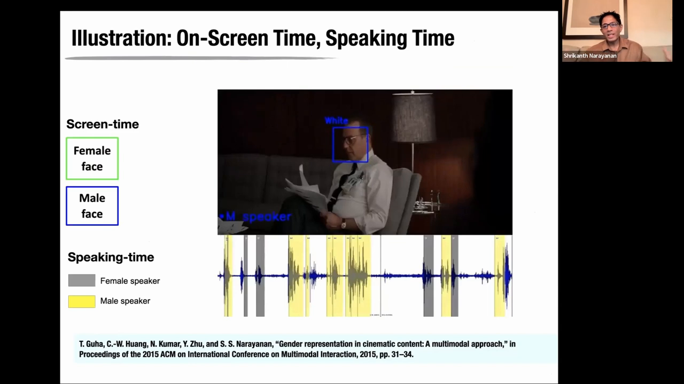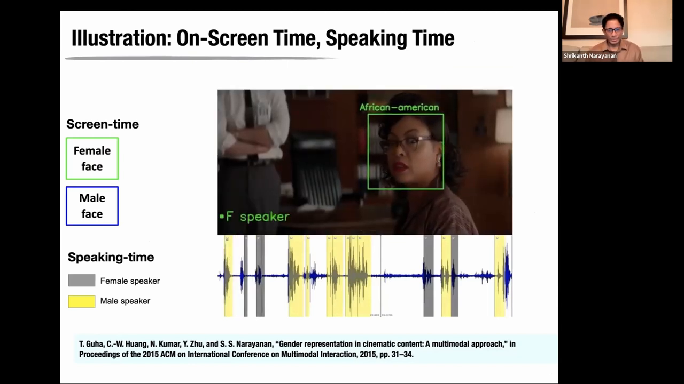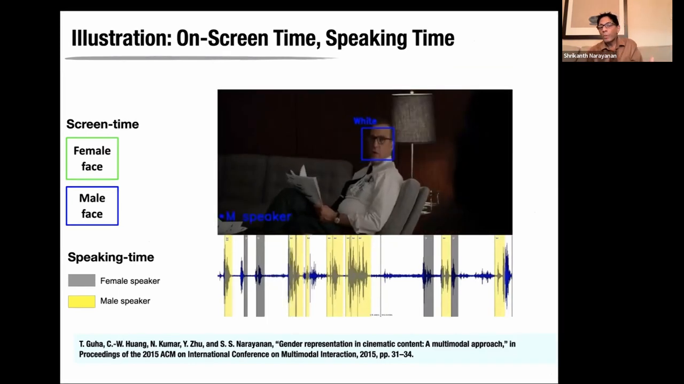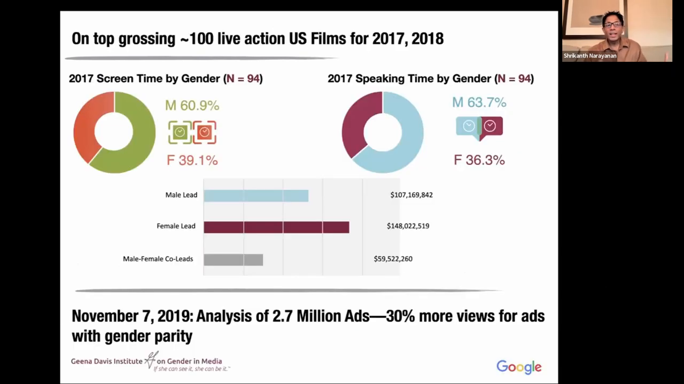Of course, we can translate that to standard machine learning things. We can track who is whom, and then we can say how much they are seen and how much they are heard. We showed that even in movies that are led by female leads, they only get about a third of the screen time and speaking time. They're also paid less, but the movies make as much or more money.